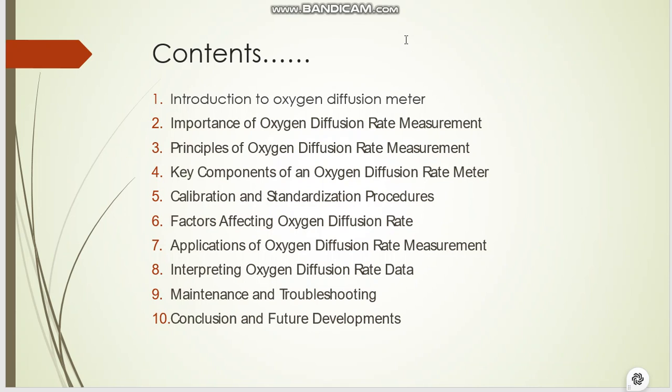Number 5, calibration and standardization procedures. Number 6, factors affecting oxygen diffusion rate. Number 7, applications of oxygen diffusion rate measurement. Number 8, interpreting oxygen diffusion rate data. Number 9, maintenance and troubleshooting. Number 10, conclusions and future development.